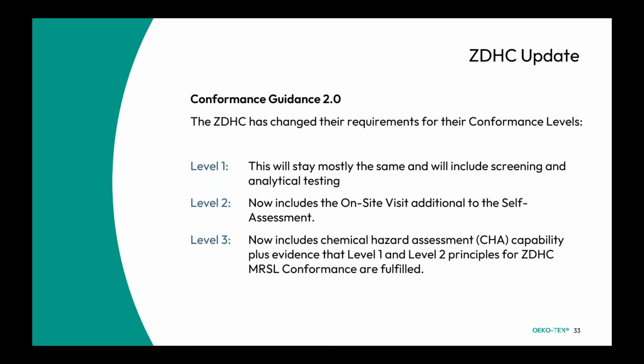For level 1, this will mostly stay the same and will include the screening and the analytical testing. Level 2 now includes the on-site visit in addition to the self-assessment. And level 3, which used to be the on-site visit, now includes a chemical hazard assessment capability plus evidence that level 1 and 2 principles of the ZDHC MRSL conformance are fulfilled.